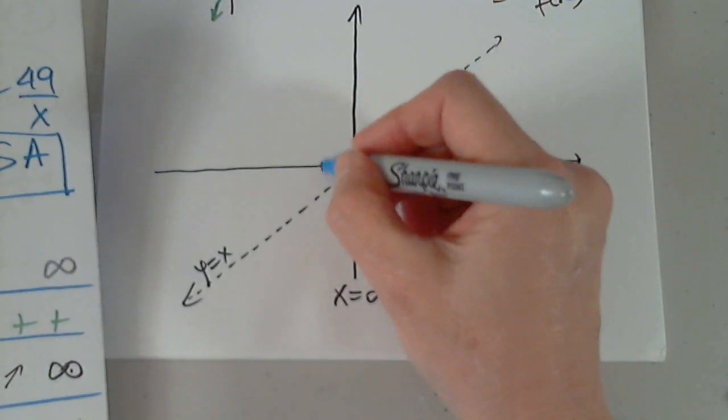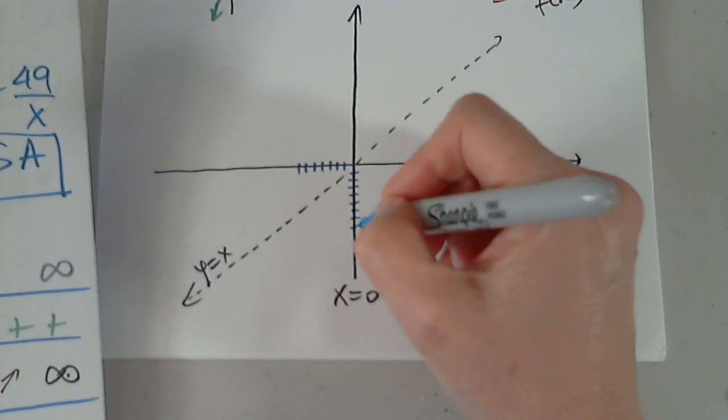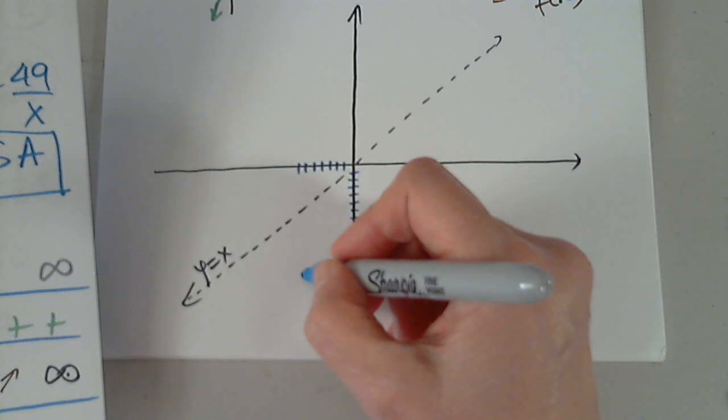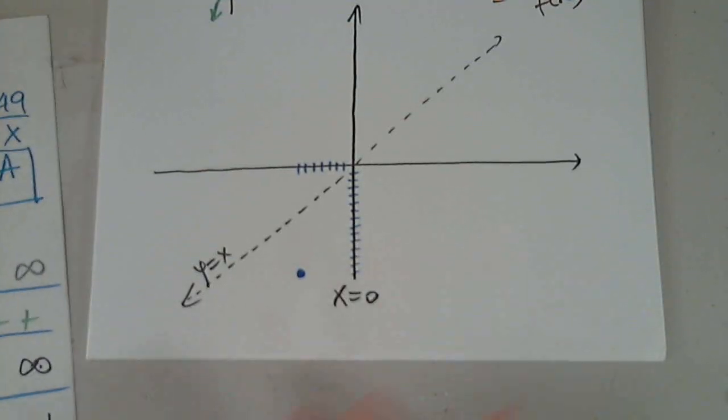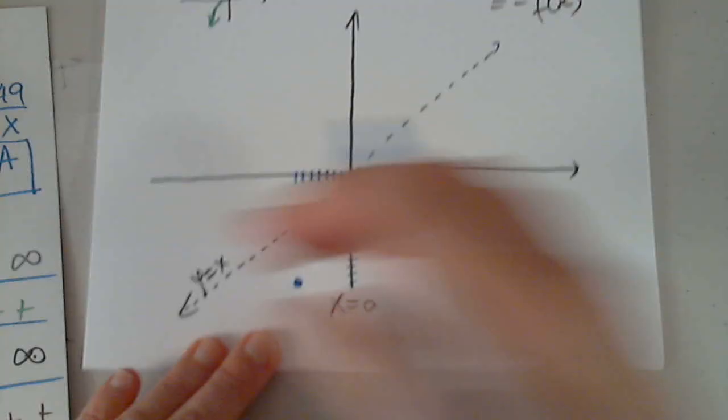1, 2, 3, 4, 5, 6, 7. 1, 2, 3, 4, 5, 6, 7, 8, 9, 10. 1, 2, 3, 4. And exactly opposite, on the other side of the origin, I have, of course, 7, 14.